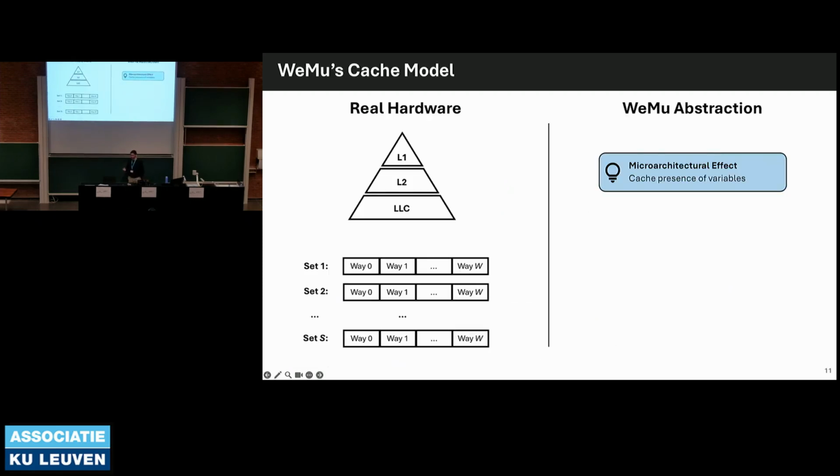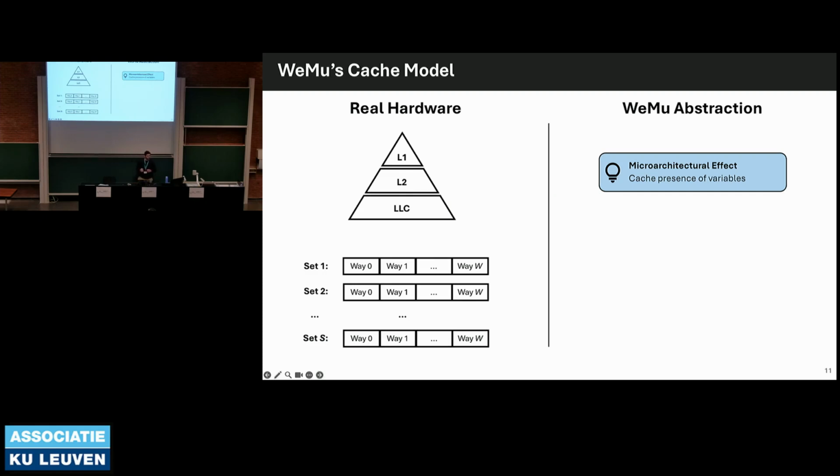And one thing we could do is implement a cache model that resembles a real hardware cache with as much accuracy as possible. But that would be pretty difficult because real hardware caches consist of multiple levels in which every level is organized in a set associative way.